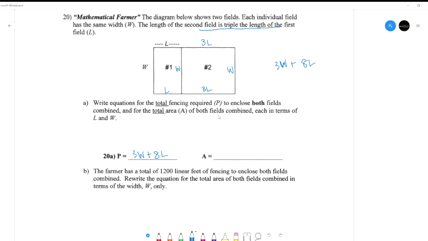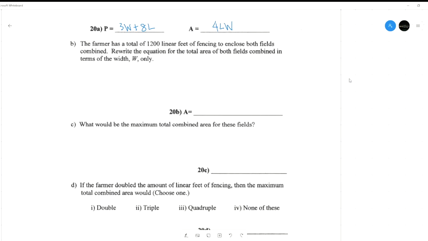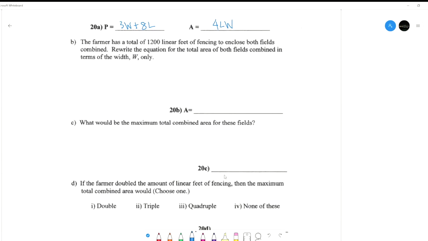Okay, what's the total area for both? Well, the area, you can look at it as one large rectangle, right? So one large rectangle will be W times 4L. So the area would be 4LW. Notice I didn't take two separate areas and add them together. Although if you did that, you would get the same thing, right? Okay, let's move down now. Now that we know what we have, 1,200 feet of fencing.